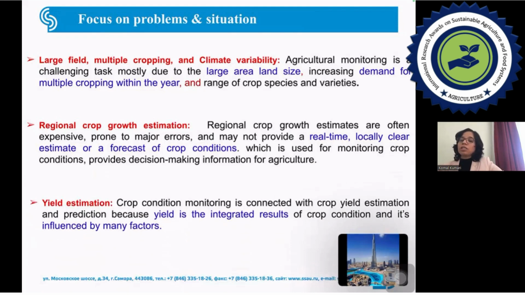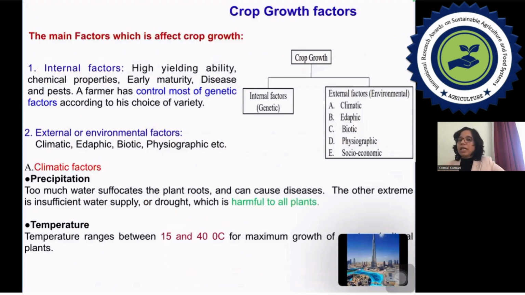Crop condition monitoring is connected with crop yield estimation and production because yield is the integrated result of the crop condition. It is influenced by many factors. So which factors are included in crop yield estimation? They are divided into two parts: internal factors and external factors. Internal factors, also called genetic factors: high yielding ability, chemical properties, early maturity, disease and pest. A farmer controls most of the genetic factors according to his choice of varieties. If a farmer chooses a good quality of seed, then yield is automatically improved.